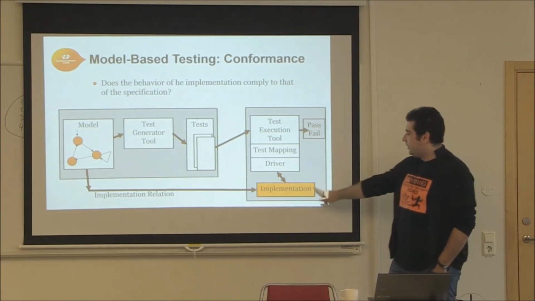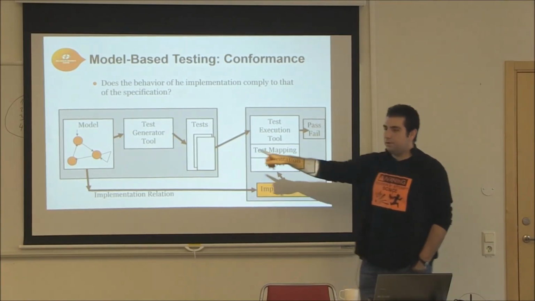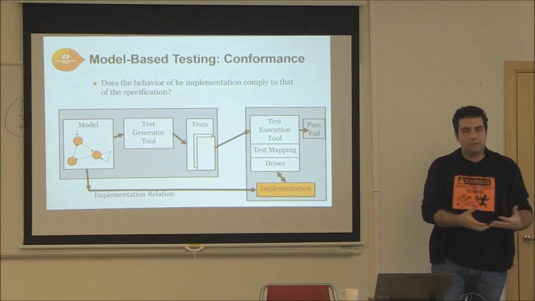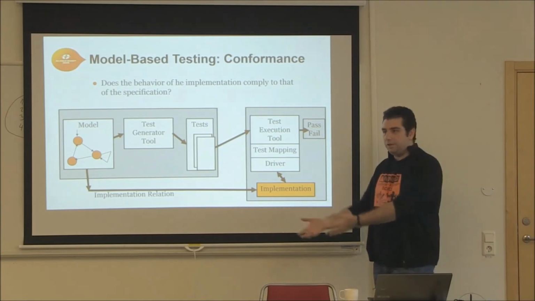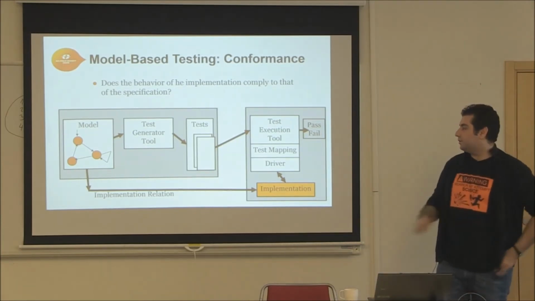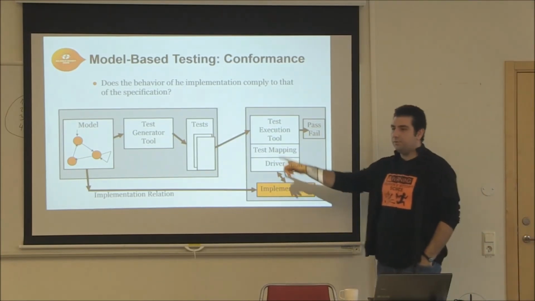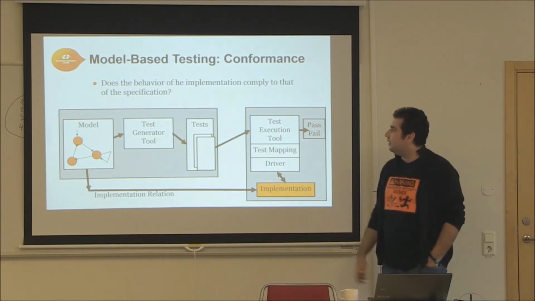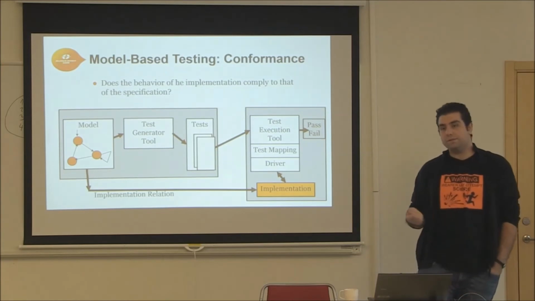And the implementation and the model usually have a relationship. So you saw that we created the model based on the requirement, but you have to create the code. So you create the code by hand. So there is an implementation relationship between the model and the code. And this is called conformance.